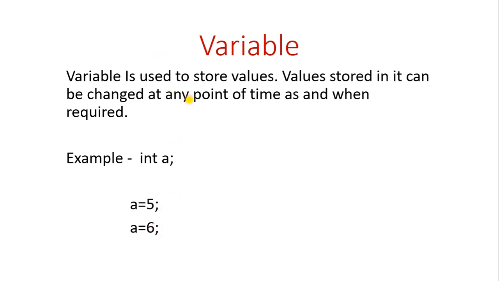So a variable is used to store values whenever we want. Whenever we want to change the value of a, we can change it anytime. I have written here a equal to 5. If I don't want a equal to 5 and want to put another value in a, I can put it on the next line, a equal to 6. So whenever I require, I can change the value of that variable.